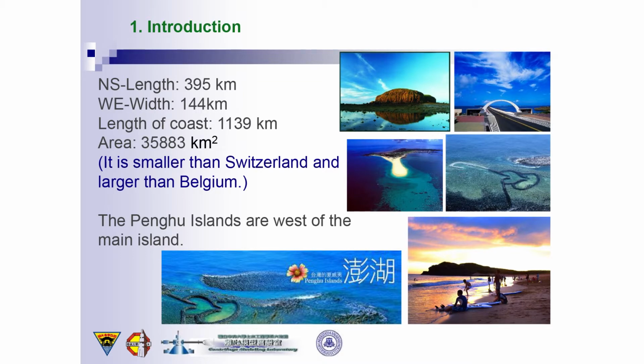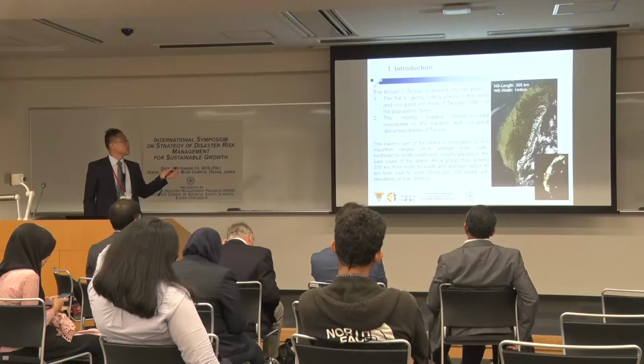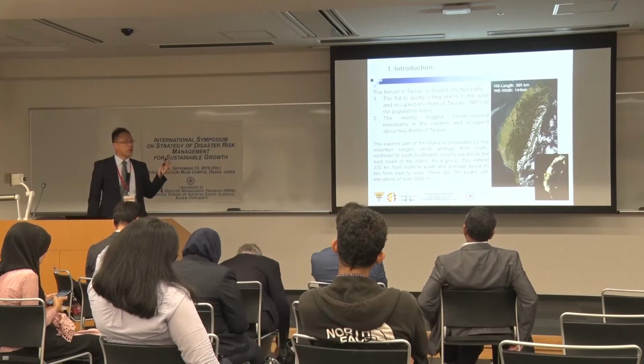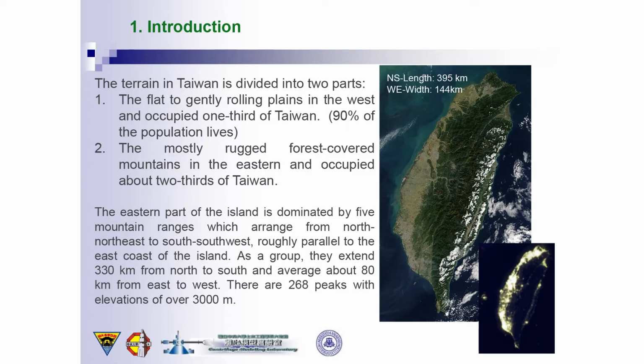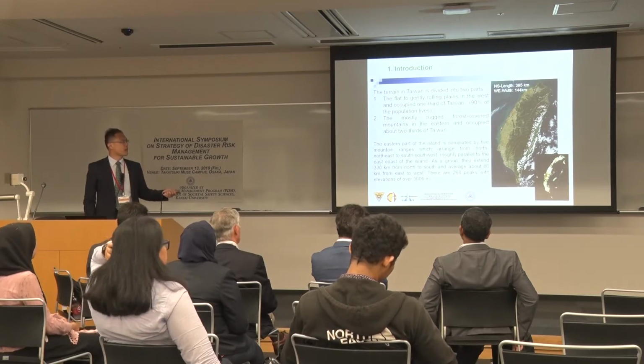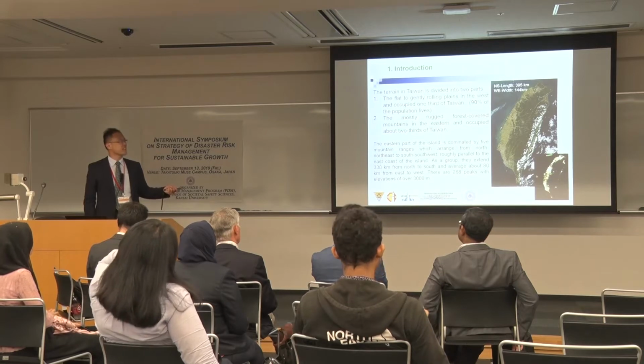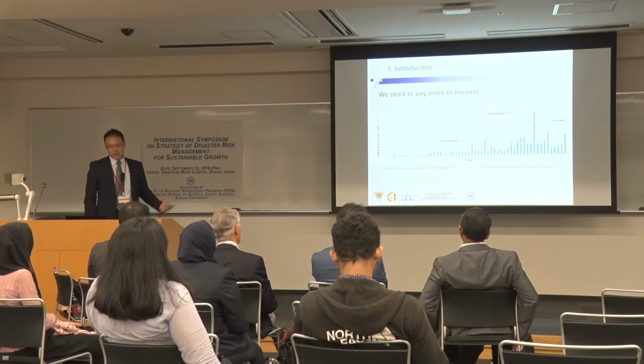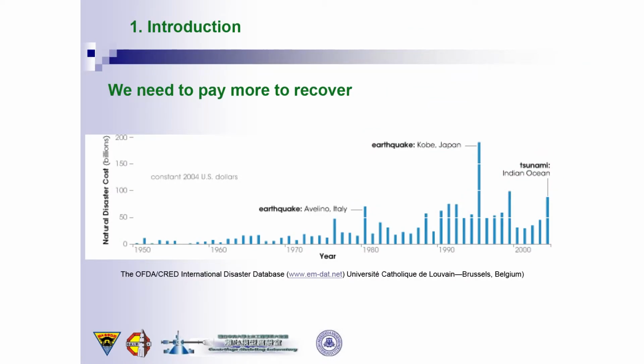This is Penghu, which was also formed by a volcano. So within this small island, we need to do some study, not only focused on the seismic behavior caused by earthquakes, but we also have a lot of natural disasters. This picture shows that most of the population is located on one third of Taiwan. We need to pay more to recover, because this is the data from the past maybe 50 years. So you can see that when disasters occurred, we needed to pay more.